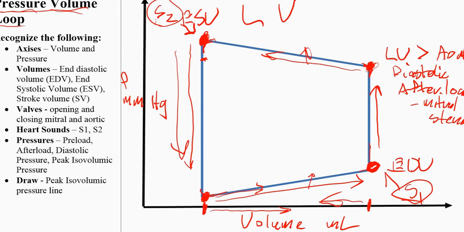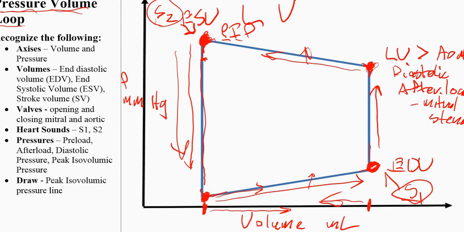And then this point is very significant and it's heavily tested. What is it called? It's called peak isovolumic pressure, okay? Again, we're at the peak. Isovolumic means same volume, the volume's not changing. You can see here that the volume is not going to change until here. So we're at peak isovolumic pressure.